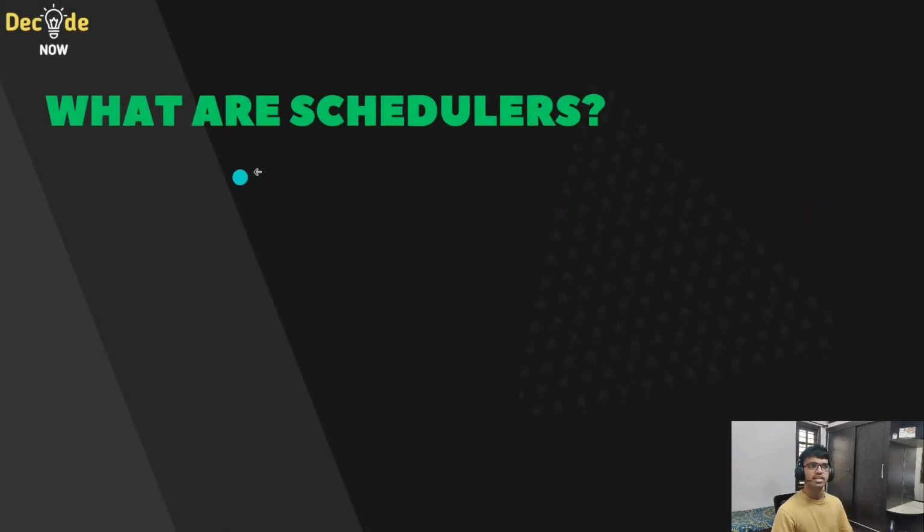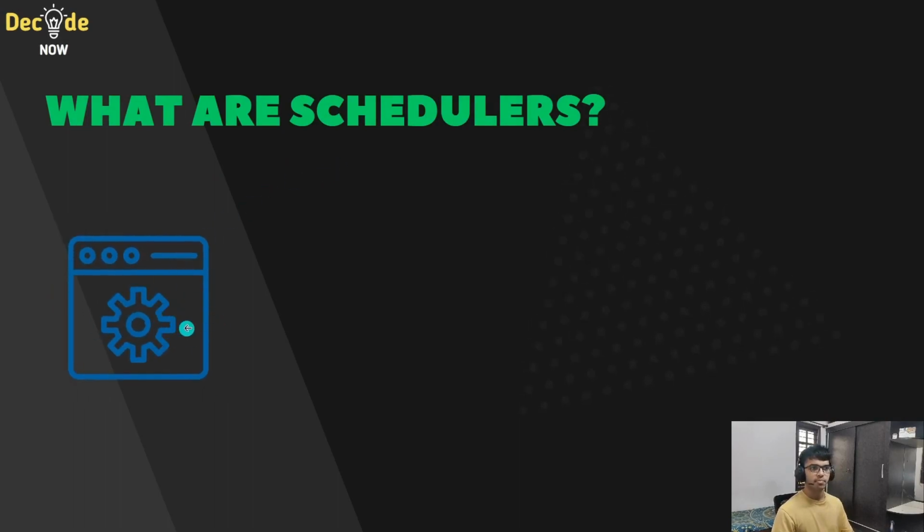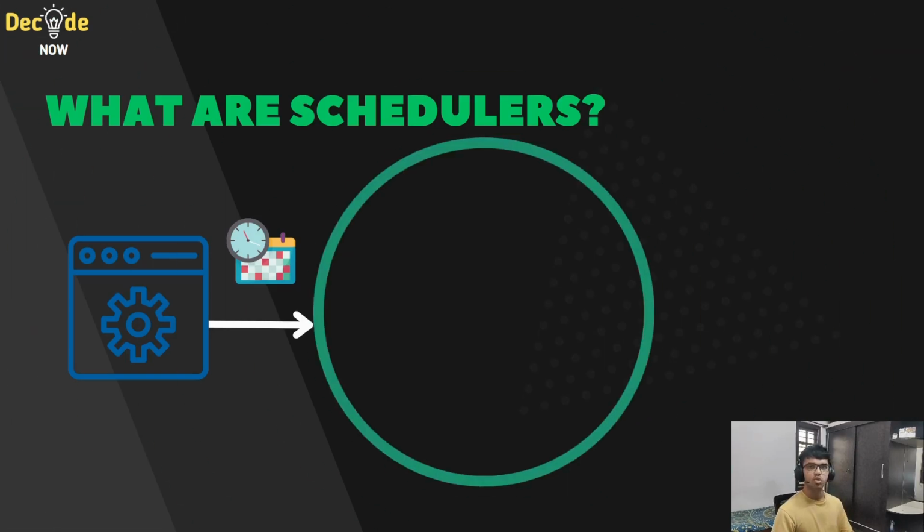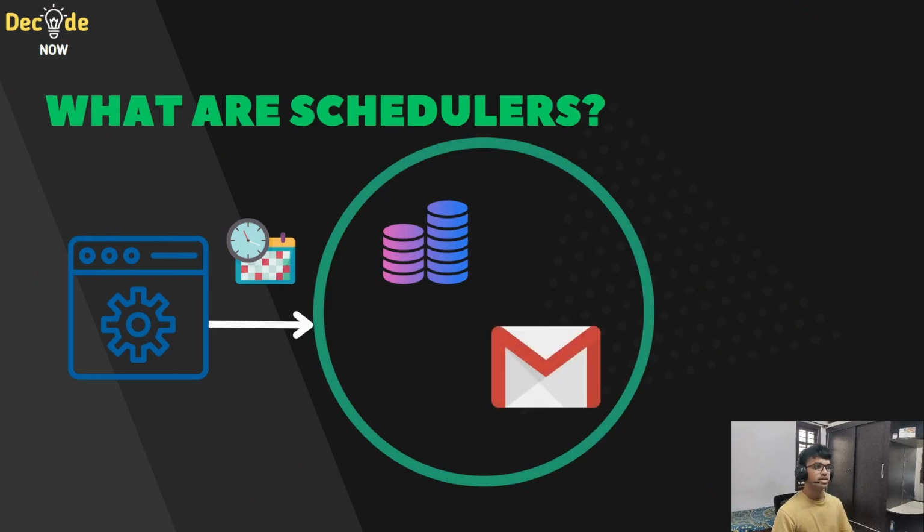The first question that arises is, what are schedulers? Let's imagine we have a web application and it performs certain tasks at specific times or time intervals. For example, let's say we need to perform a certain task every 2 hours to update the database or update the data, or on the first of every month we need to send notifications to the upper management. How can we handle these types of schedulings? That's when schedulers come into the picture.